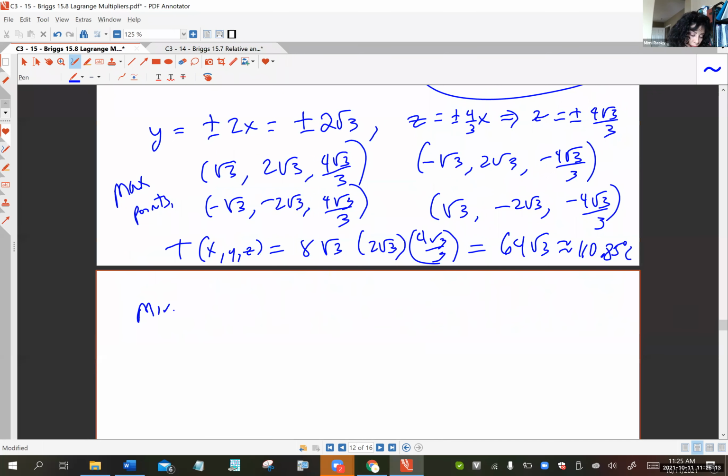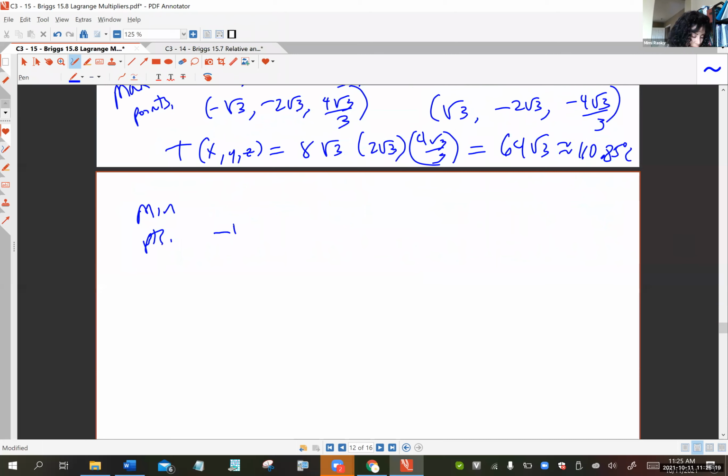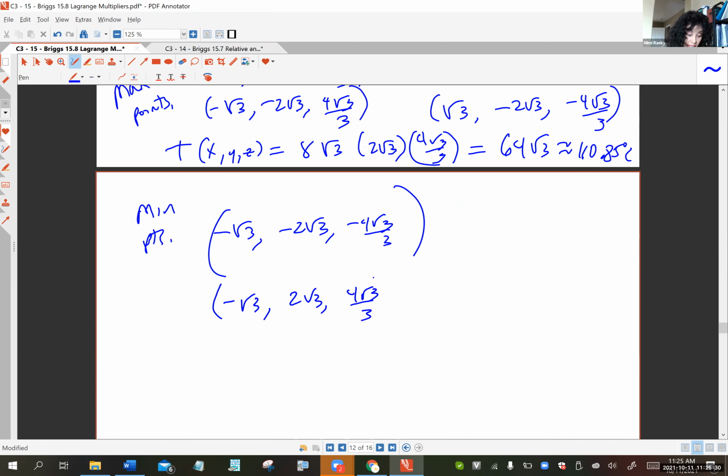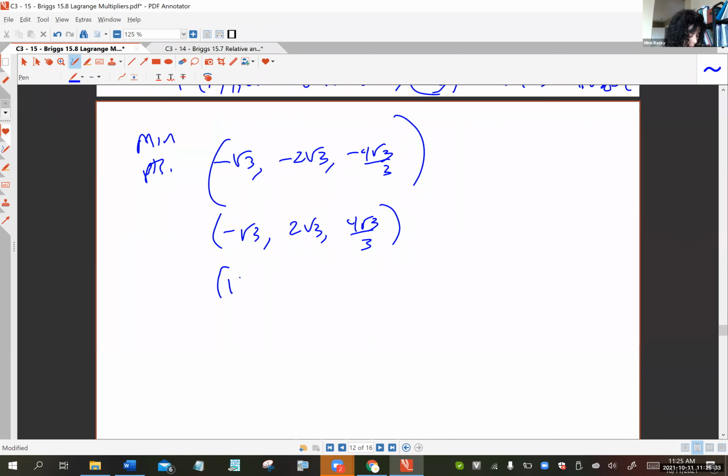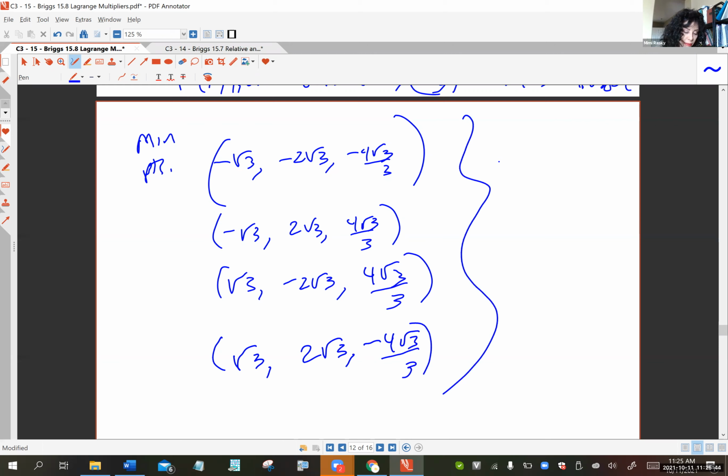So there's more critical points. You got to be kidding me. No, I'm not kidding you. So what about it? Well, what if all 3 of the coordinates are negative? That'll make your temp negative. What if one's negative, but the other 2 are positive? That'll still give you a negative temp. So it's still going to give you a min. I'm just listing them all out, all of the other critical points. And all of these give the same minimum temp. So the actual min temp is negative 64 square root of 3 degrees Celsius. That's all. There you go.